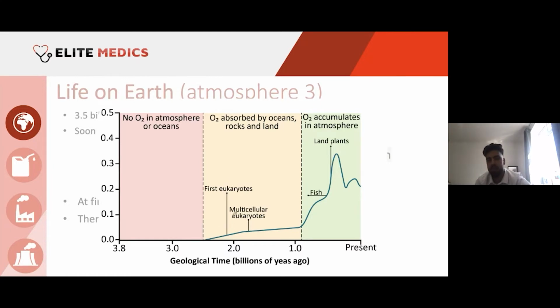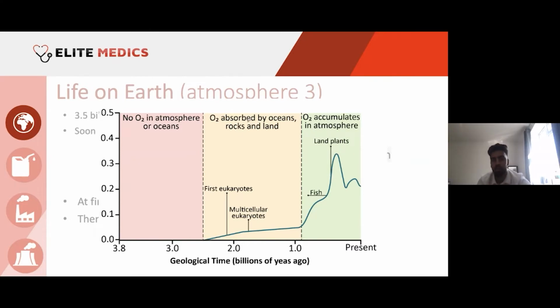You can see that over time you're getting your first eukaryotes. Remember, a eukaryote can be a multicellular organism. But I suppose the first eukaryotes initially started out as prokaryotes and then adapted and evolved. Then you have multicellular eukaryotes, and then about 0.8 billion years ago, you start to get your marine life and then your land plants as well. And this is where your oxygen accumulates in the atmosphere.